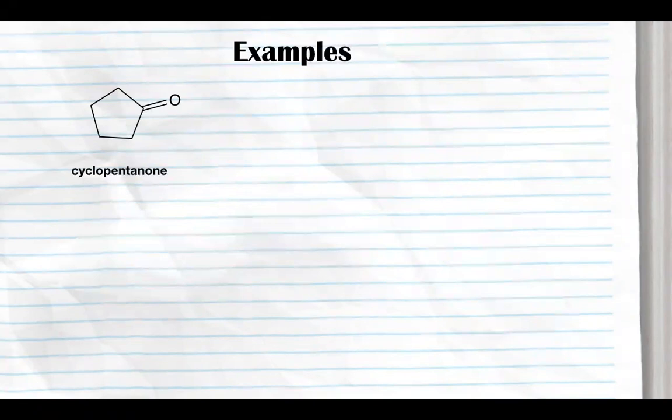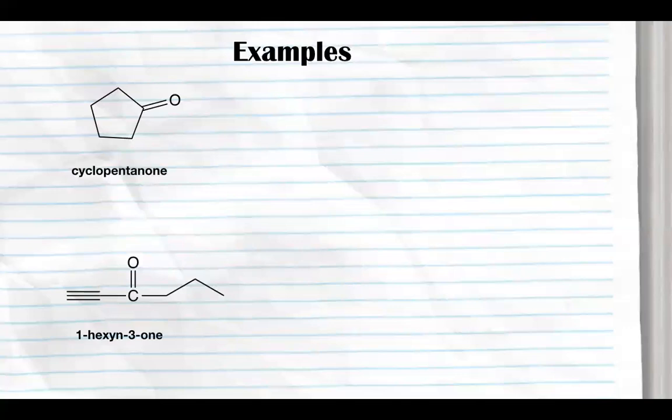Now, if there was something on that ring, like a bromine, what carbon do you think is carbon number 1? The carbon of the carbonyl. So because of that, we do not put the number when there's only one carbonyl. Okay, what do you think about this one? Your chain is going to be how many carbons? 6.